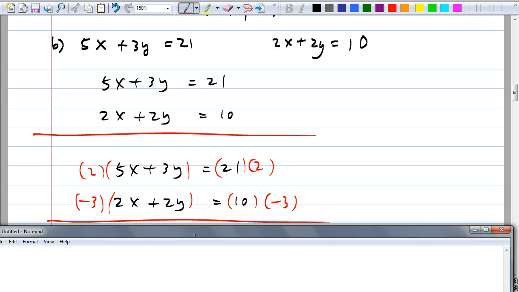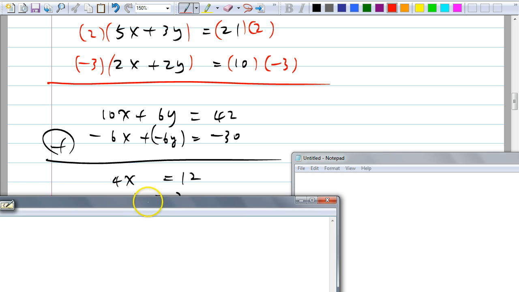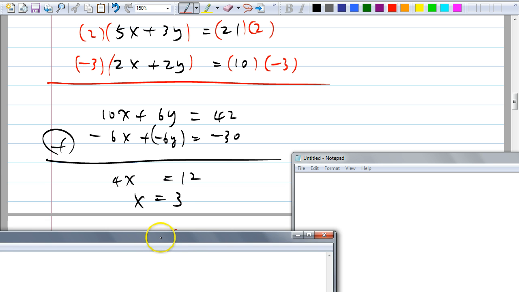Do you guys remember this trick? Yeah. Okay, go ahead, everybody figure it out. I'll wait. What do we get when we do this? So, did you all get, when you multiply the top equation by 2, of course you've got to multiply both sides, and then the bottom one by negative 3, did you get 10x plus 6y equals 42? And then negative 6x plus negative 6y equals negative 30? And of course, when you add now, the y's cancel out, don't they? So what do we get here? We get 4x equals 12, x equals 3.